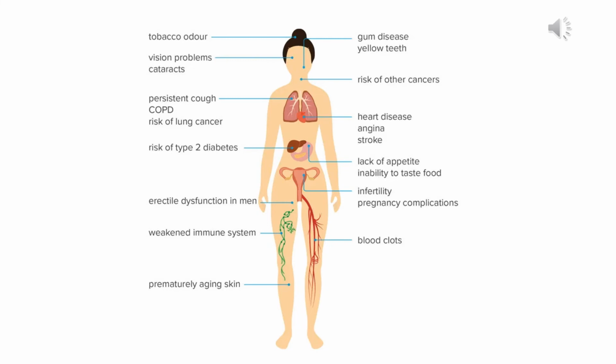The persistent cough and COPD, that is chronic obstructive pulmonary disorder, and the risk of lung cancer also increase. There are some fertility related problems as well from chronic smoking. There is infertility, lower sperm count in males, erectile dysfunction in males, and also a very weakened immune system, premature aging, etc.